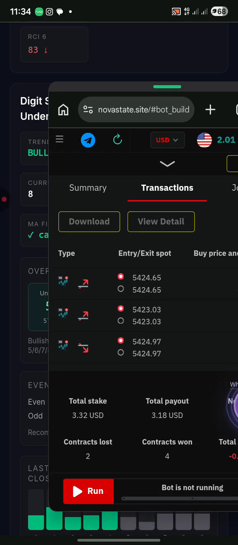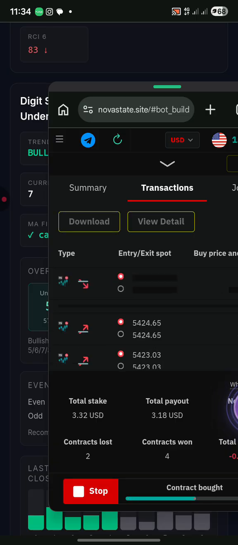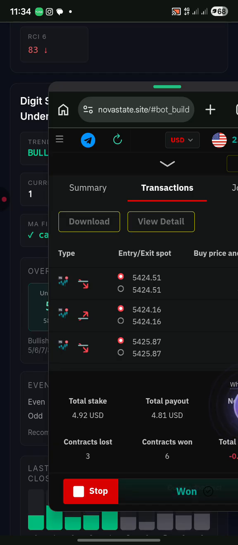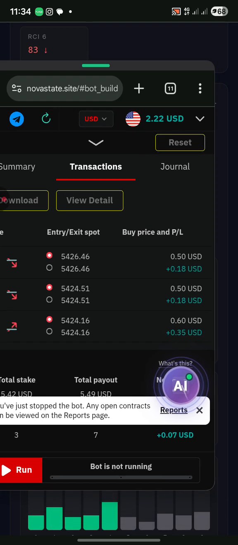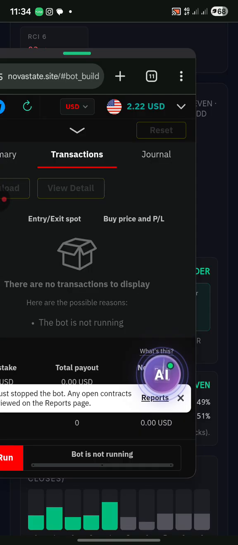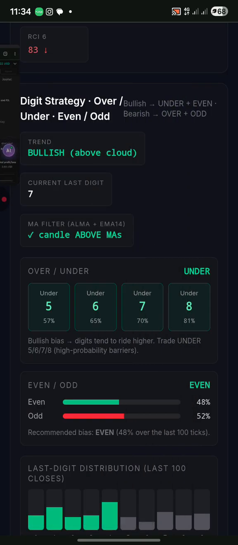We are going to use 7 as our entry point. A loss. Let's wait for the recovery. A win. A win. A win. So we stop there. At least we have managed to recover. Let's start again and confirm here.